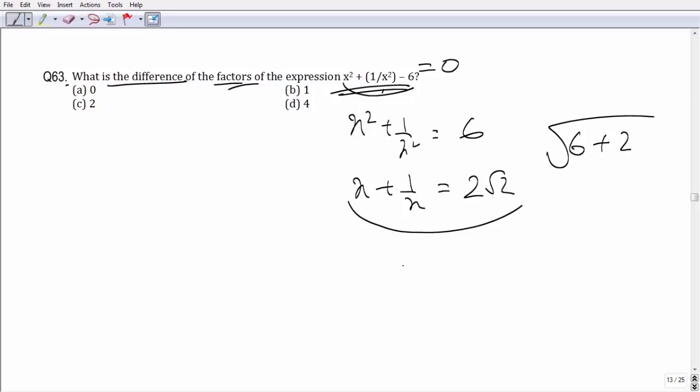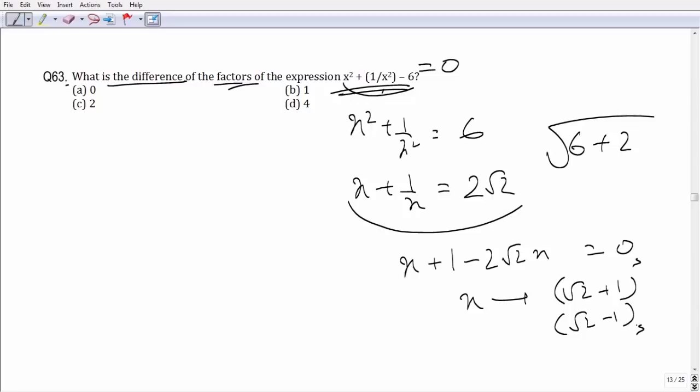Now, we can easily rewrite this whole equation as x square plus 1 minus 2 root 2x equals to 0. And from here, the two factors of x turn out to be root 2 plus 1 and root 2 minus 1. But since we are dealing with x to the power 4, there must be 4 roots. So for that we have to consider plus minus of each of these two roots.